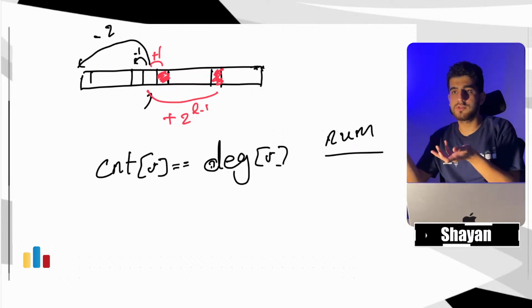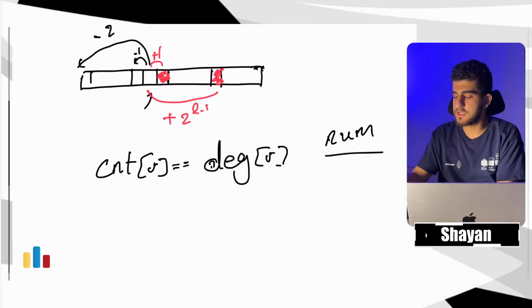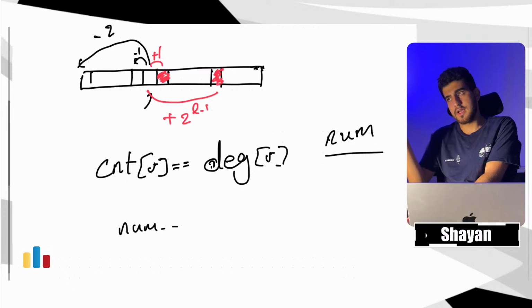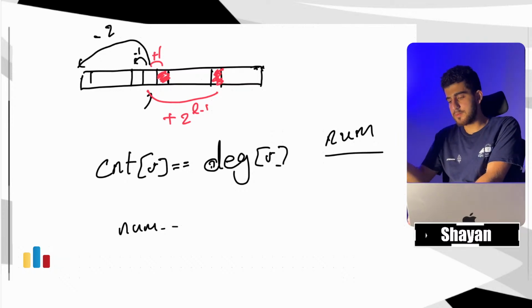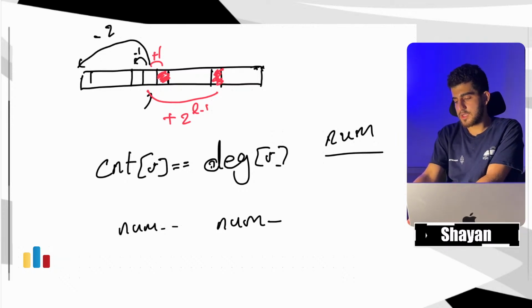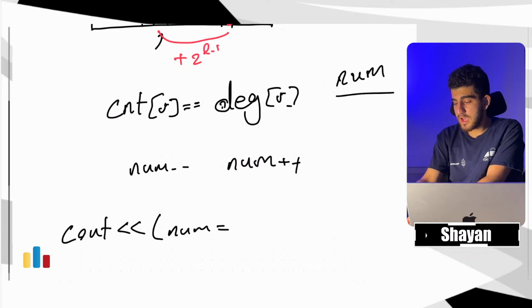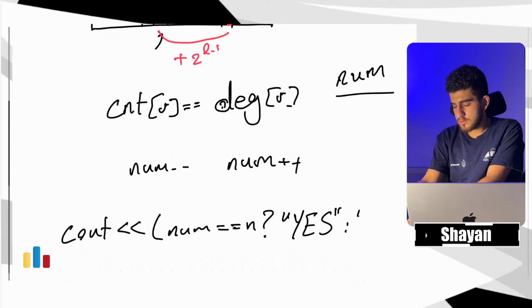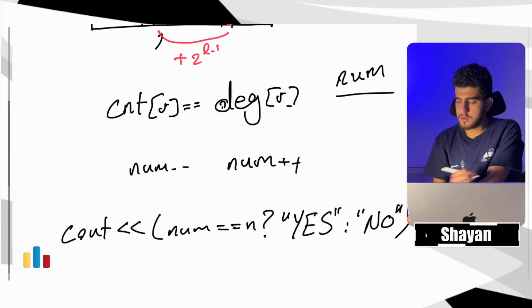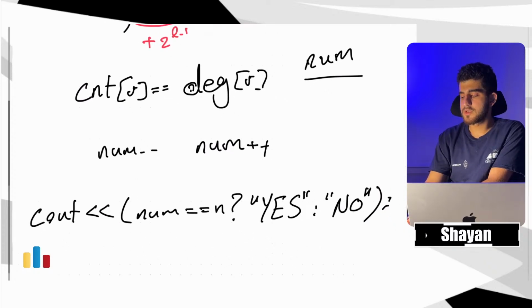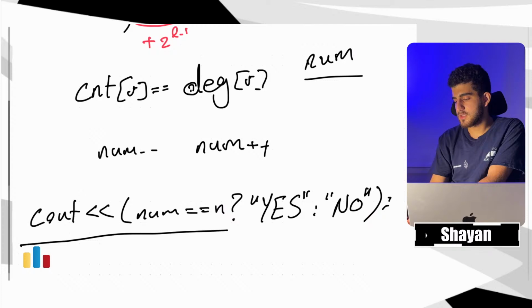And the point is that if CNT of V was equal to deg of V for some vertex and now you're decreasing CNT, right after that you need to say num minus minus. If CNT of V was not equal and now you're increasing and now it's becoming equal, right after that you need to say num plus plus. And the only thing that you need to check is this: you will say yes if num was equal to n, otherwise no. And this is going to be your answer. If I want to be more precise, I should put an endl at the end as well, but let's keep it short.